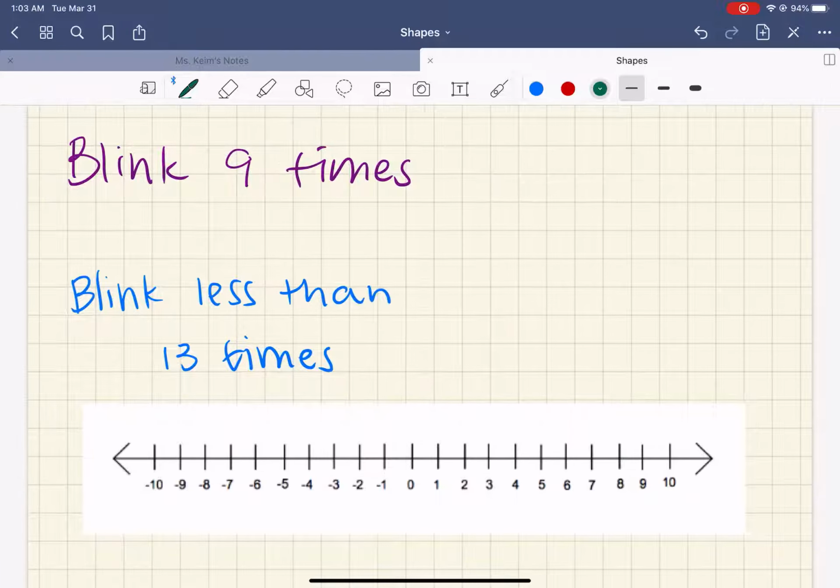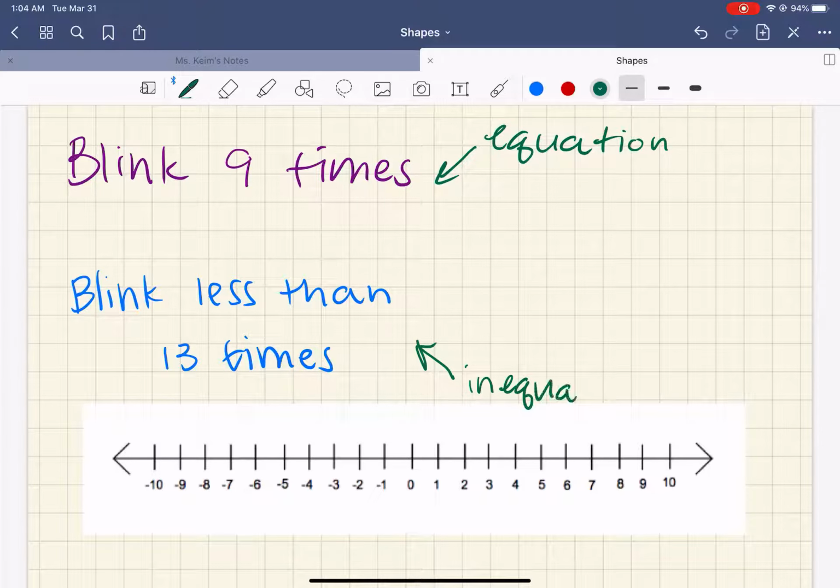All right, let's look at the last one where I was blinking 9 times and blinking less than 13 times. You've guessed it. This represents an equation because the blinks have to be 9. That's the only number that would work here. For me to blink 9 times, I have to blink 9 times. I mean, it sounds silly, but it's as simple as that. This could be represented by an equation because there's only one value that makes this true. This is an inequality because if we are comparing the blinks to 13, the blinks don't have to be 13.